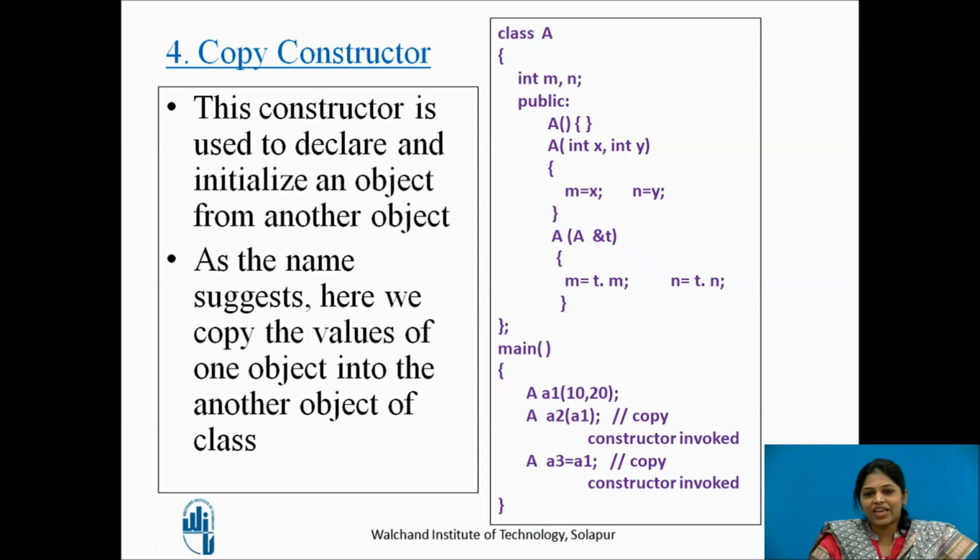When object A3 is created, the copy constructor is invoked again, taking the reference of the object A1. Again, element to element of object A1 is copied to object A3. Both of these declarations will invoke the copy constructor. So copy constructors are usually used when we want to assign values from one object to another object.